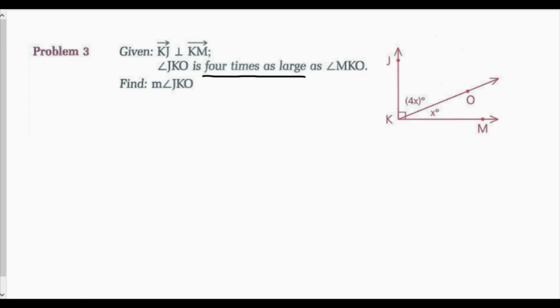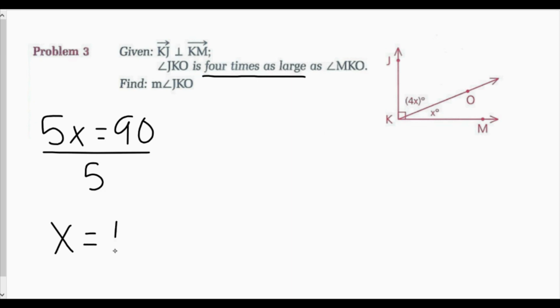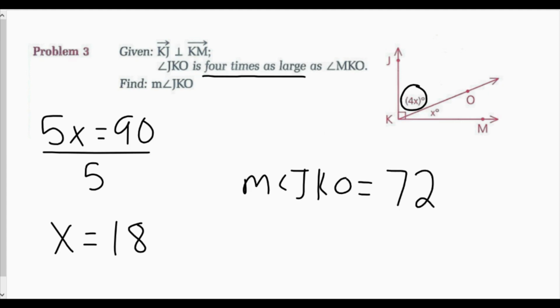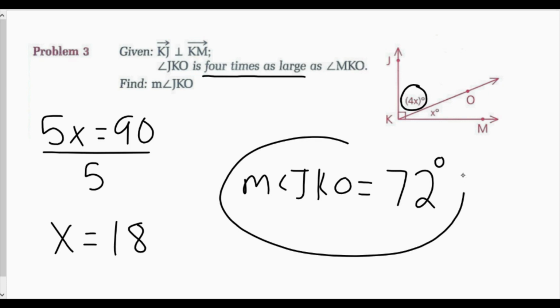So if these are perpendicular, I know that they make 90 degrees. So 4x plus x would equal 90. 4x and x is 5x, so 5x equals 90. I'll divide everything by 5, so x will be equal to 18. I'm looking for the measure of angle JKO. I know the measure of JKO would be 4x, so 4 times 18 is 72 degrees. So the measure of angle JKO is 72 degrees.